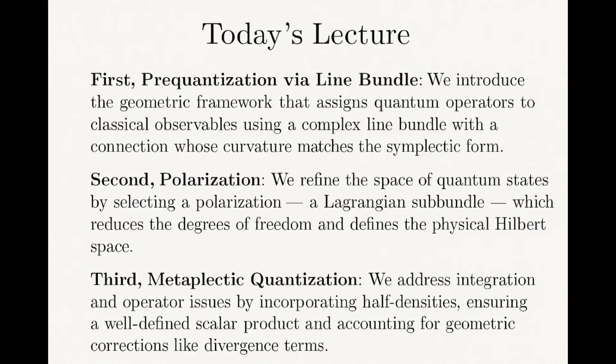Second, polarization. We refine the space of quantum states by selecting a polarization, a Lagrangian subbundle, which reduces the degrees of freedom and defines the physical Hilbert space. Third, metaplectic quantization. We address integration and operator issues by incorporating half-densities, ensuring a well-defined scalar product, and accounting for geometric corrections like divergence terms.